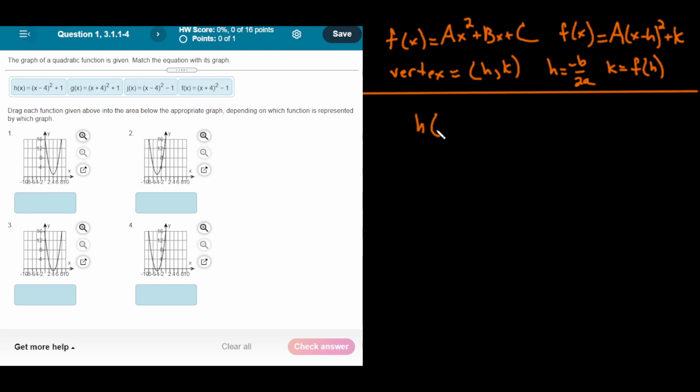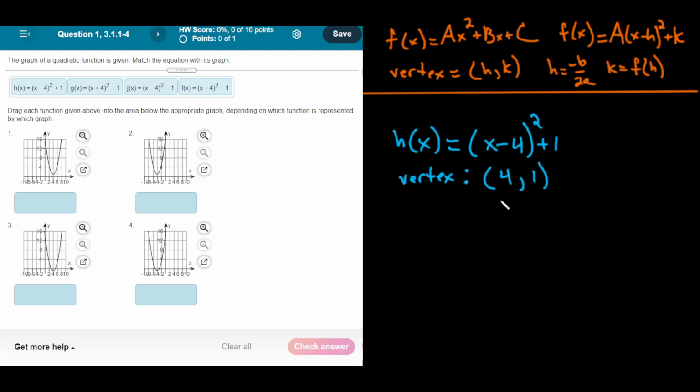So this is for h of x. Let's use a different color than the notes up there. All right, so h of x is equal to x minus 4, the whole thing is squared, and then plus 1, right? So what is our h here? The h here is going to be the opposite of negative 4. So we're going to call that vertex. Very similar to center, but it's not a center. There's no such thing as a center of a parabola. We call it vertex. So the vertex is the opposite of whatever is here, which is positive 4, comma, and your k is always sitting out here, which is a positive 1.